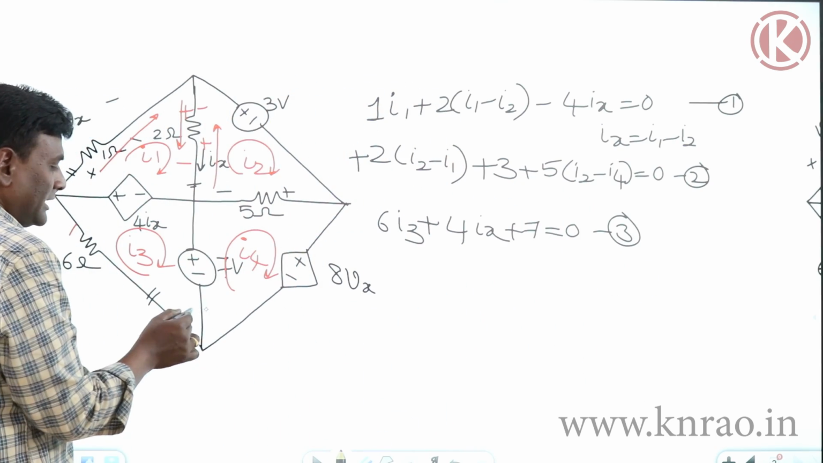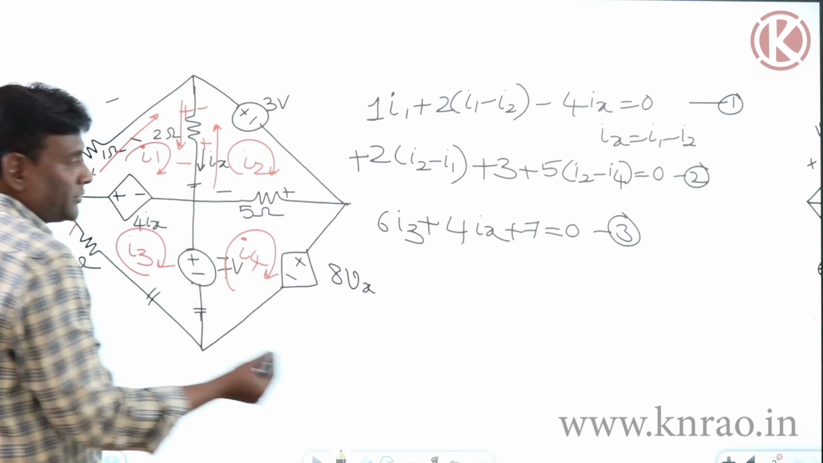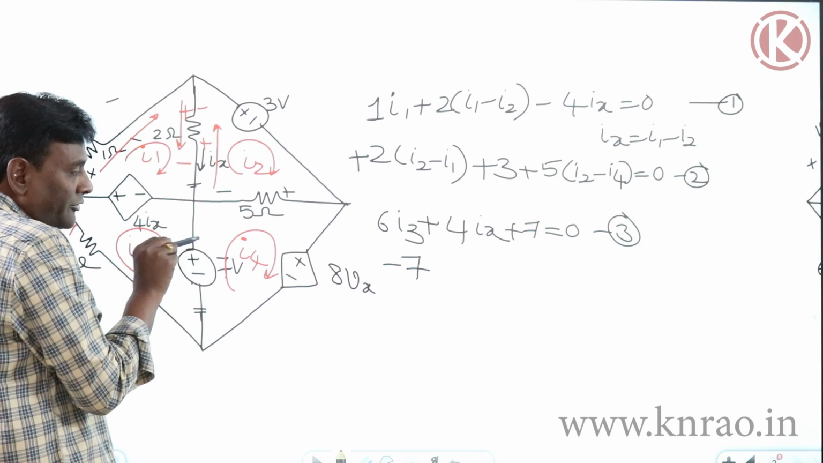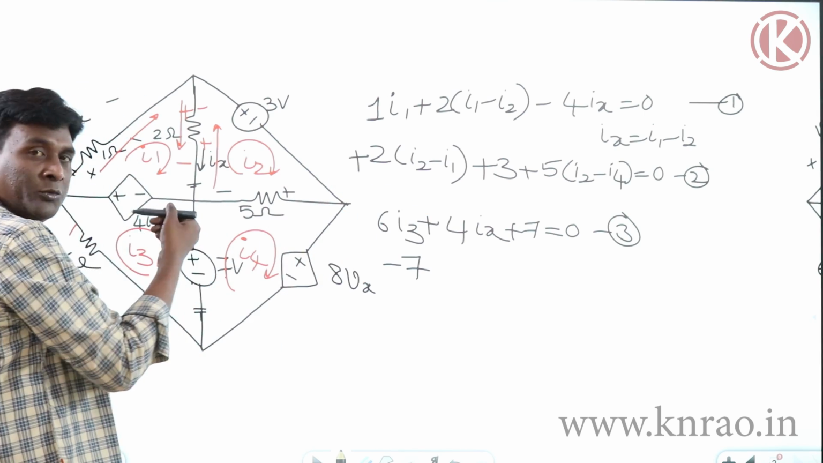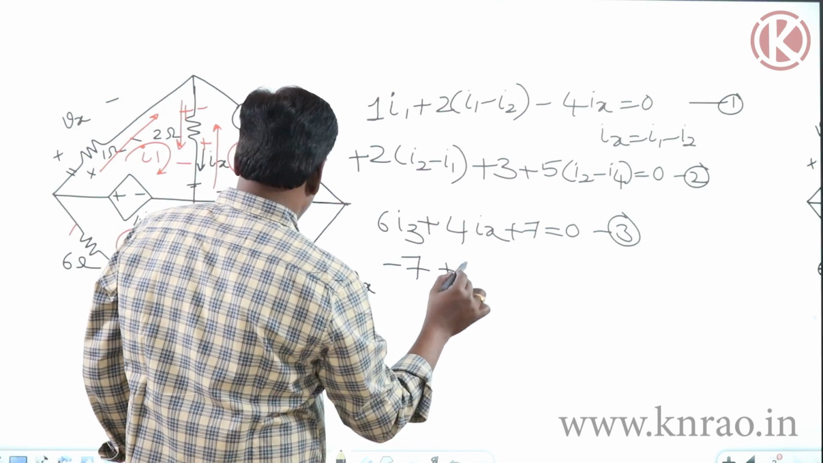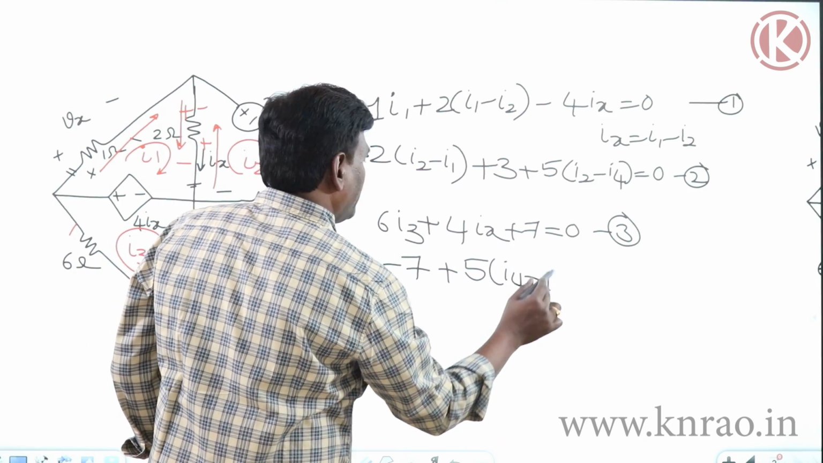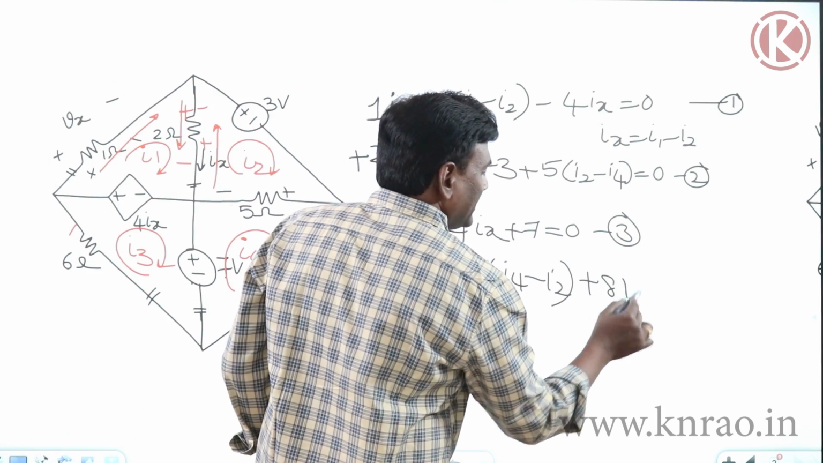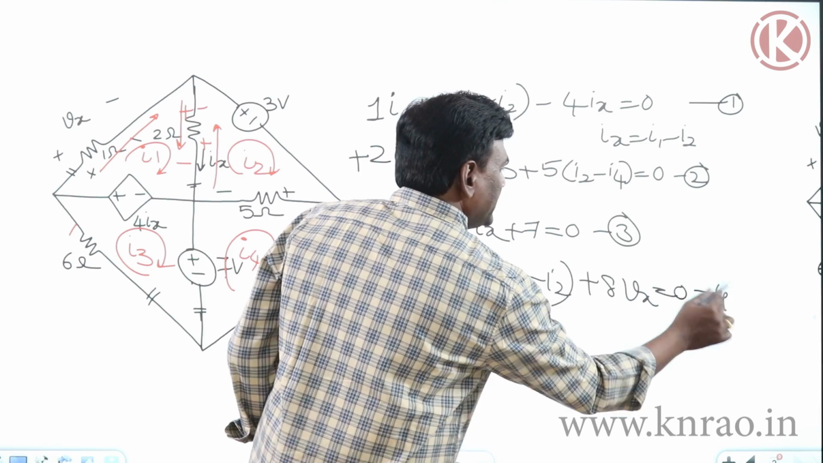Now what is the fourth? Let me start from here. I touched minus first, so minus 7. After that plus 5 into I4 minus I2 is going to be the net current going in this direction, the right side direction. So plus 5 into I4 minus I2 plus 8Vx equal to 0. This is the fourth equation.